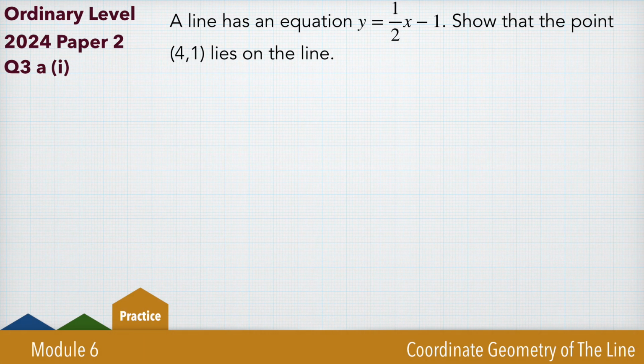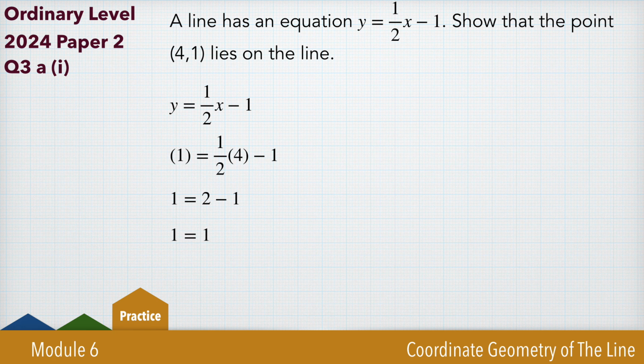In this question, we are given the equation of a line and asked to show that the point (4, 1) is on the line. We start by substituting the x and y values from the coordinate into the equation. Simplifying gives us a result of 1 = 1. The left-hand side of the equation is equal to the right-hand side, which means the equation remains true. Therefore, the point (4, 1) lies on the given line.